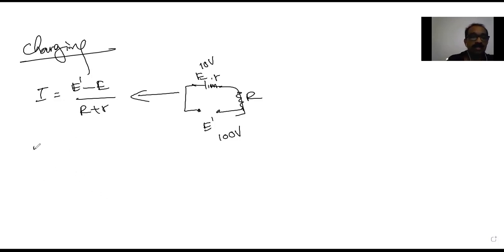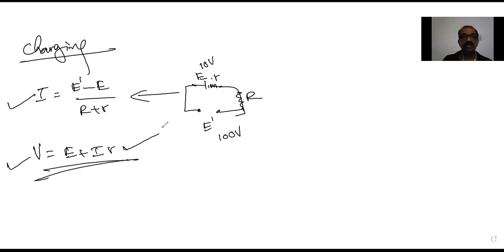Another thing is the terminal potential difference, which is E plus Ir. So this is the equation for current, and this is the equation for terminal potential difference of the charging battery. There is a question like, can the terminal voltage be greater than the EMF in any case? This is the situation where the terminal voltage is greater than EMF, that is during charging of a cell, terminal voltage is greater than the EMF.